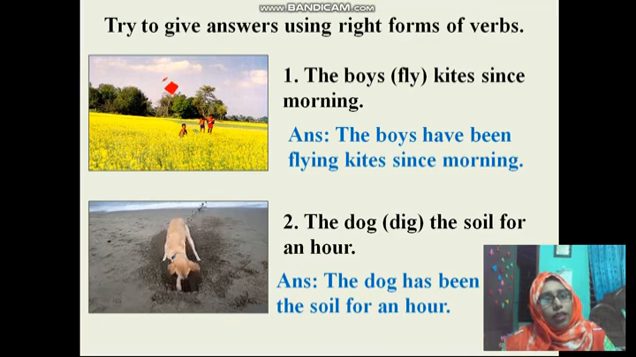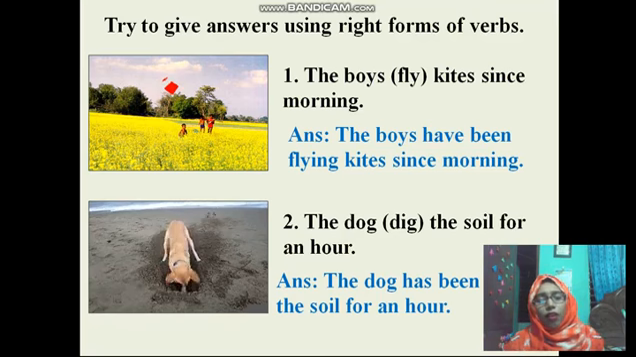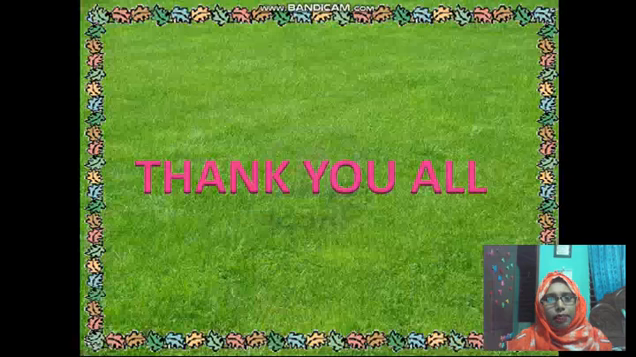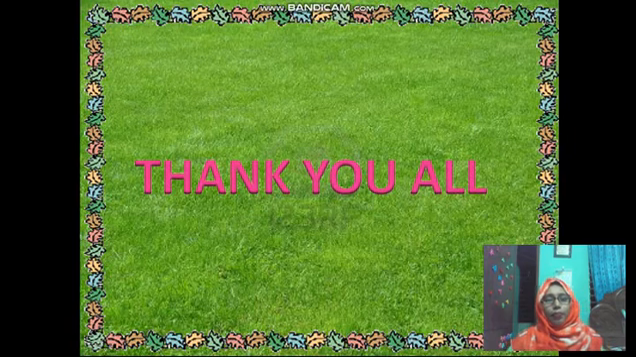So clear, guys? Please keep it in your mind. If in a sentence we find for or since plus time, then the sentence will be present perfect continuous. It means যদি কোনো বাক্যের মধ্যে সময় এবং for এবং since এই কথাগুলো উল্লেখ থাকে, then it will be present perfect continuous tense. So thank you all.